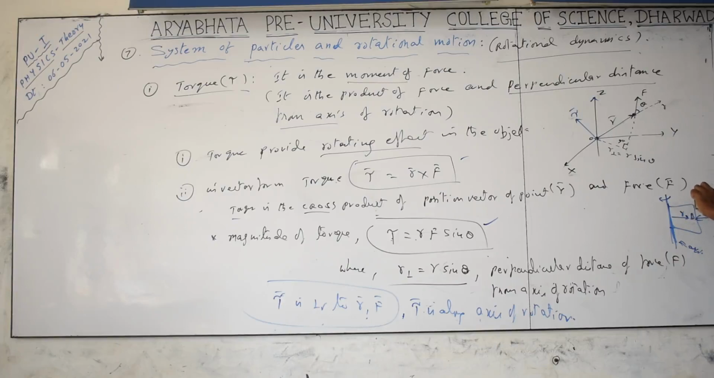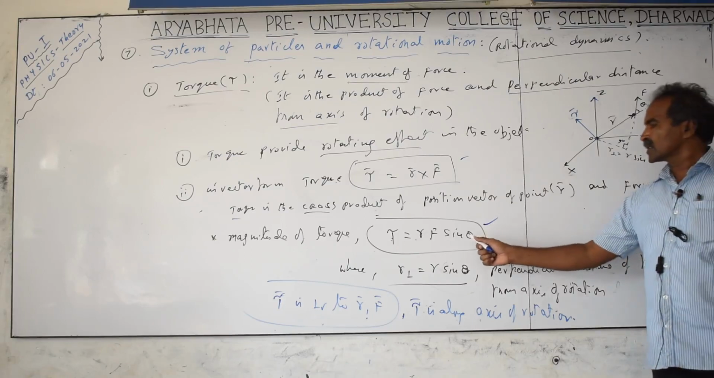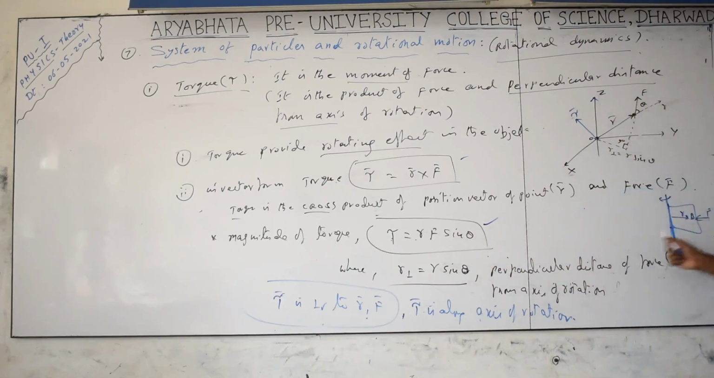Radius vector is away from the axis of rotation, and the force is also away from it. Theta is 0, same direction. Now I am applying the force toward the axis. When applying the force toward the axis, R is away from the axis, so theta is 180 degrees. Sin 180 is 0. Again torque is 0. There is no rotation of the door.